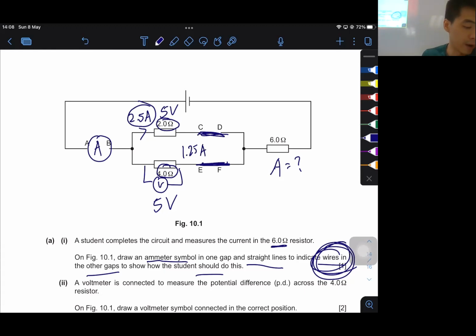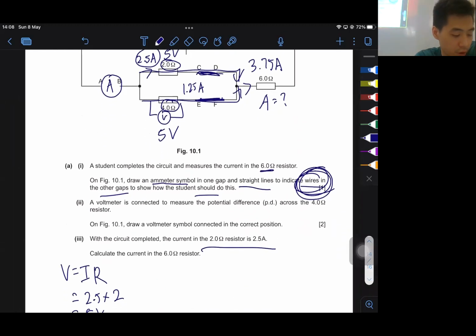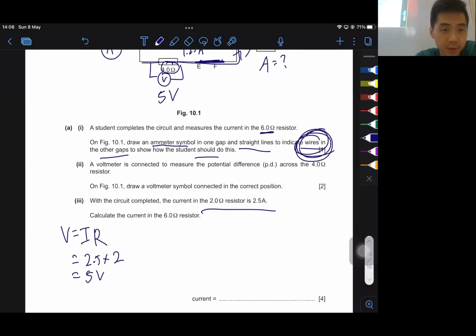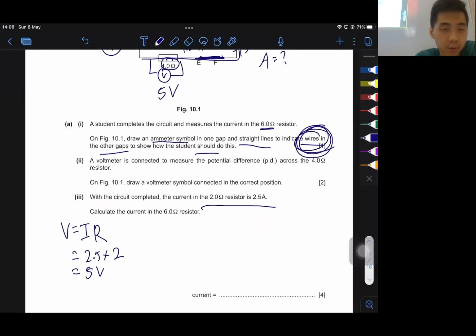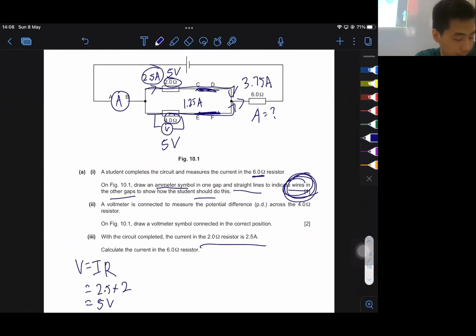If there is 1.25 amperes flowing here, then this has to connect with this one here, right? Eventually, how much current will be at the 6 ohm? Good, which is 3.75 amperes, guys. It's supposed to be 3.75 amperes. Wow, current is a piece of cake.